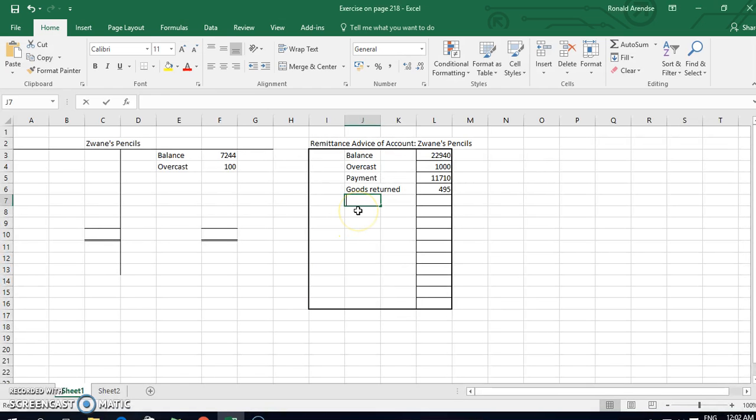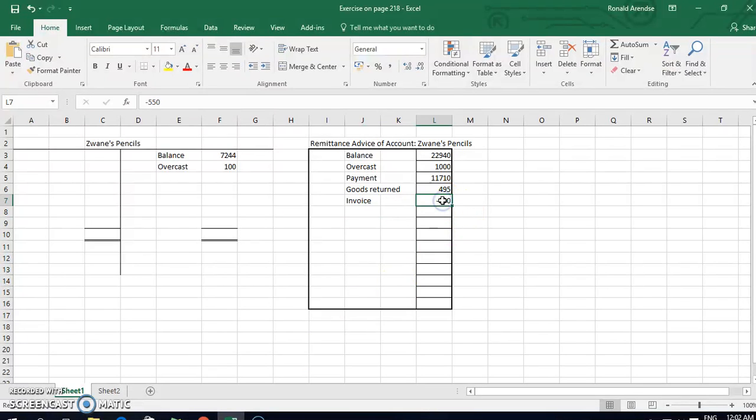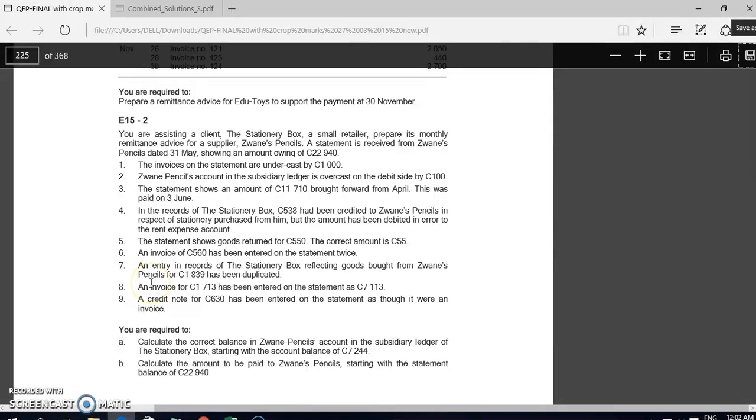Now we know an invoice increases. So it was entered on the statement twice, so we have to take one of it away. So we take 560 away. Right. An invoice of 560, oh, sorry, that was 560 that was on the statement. So let's correct that quickly. 560 rand.